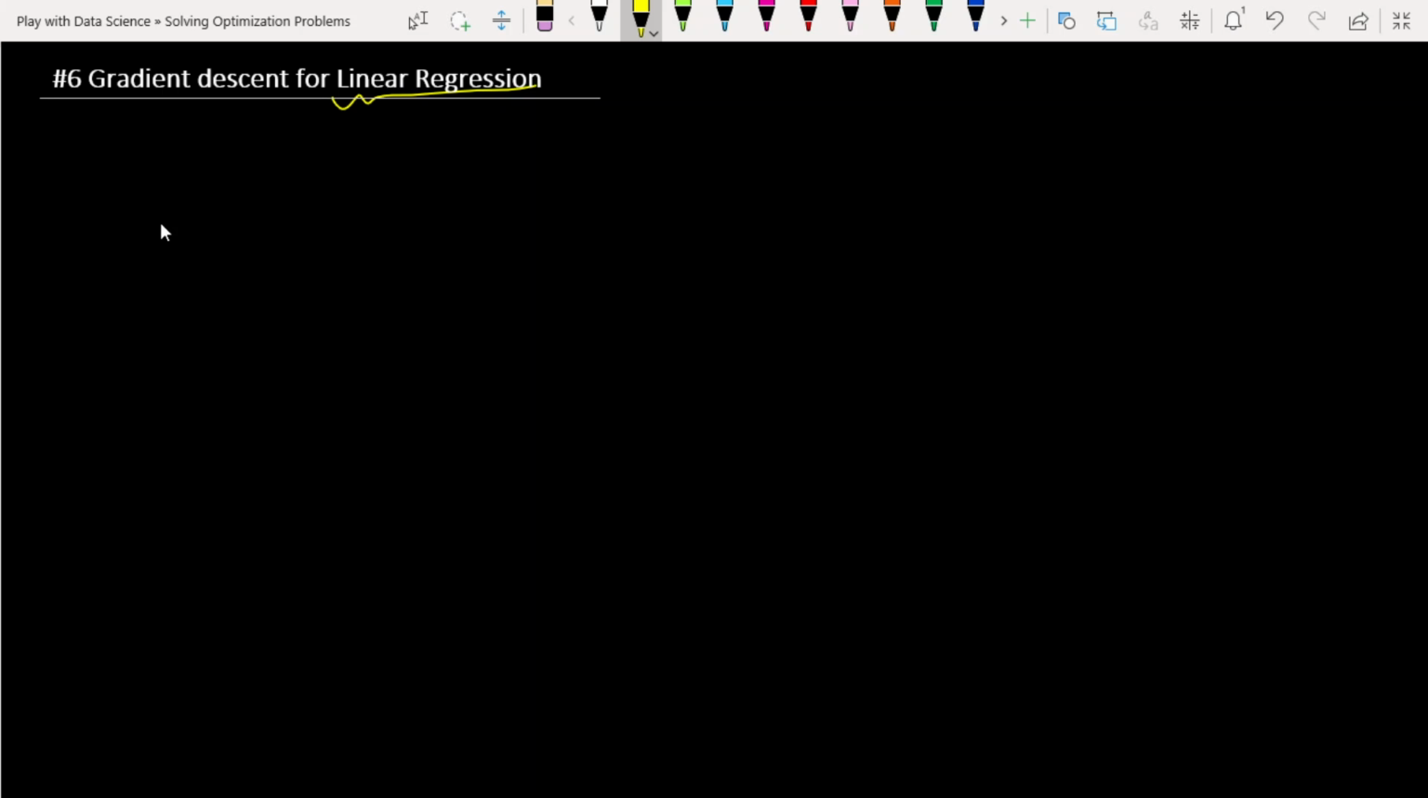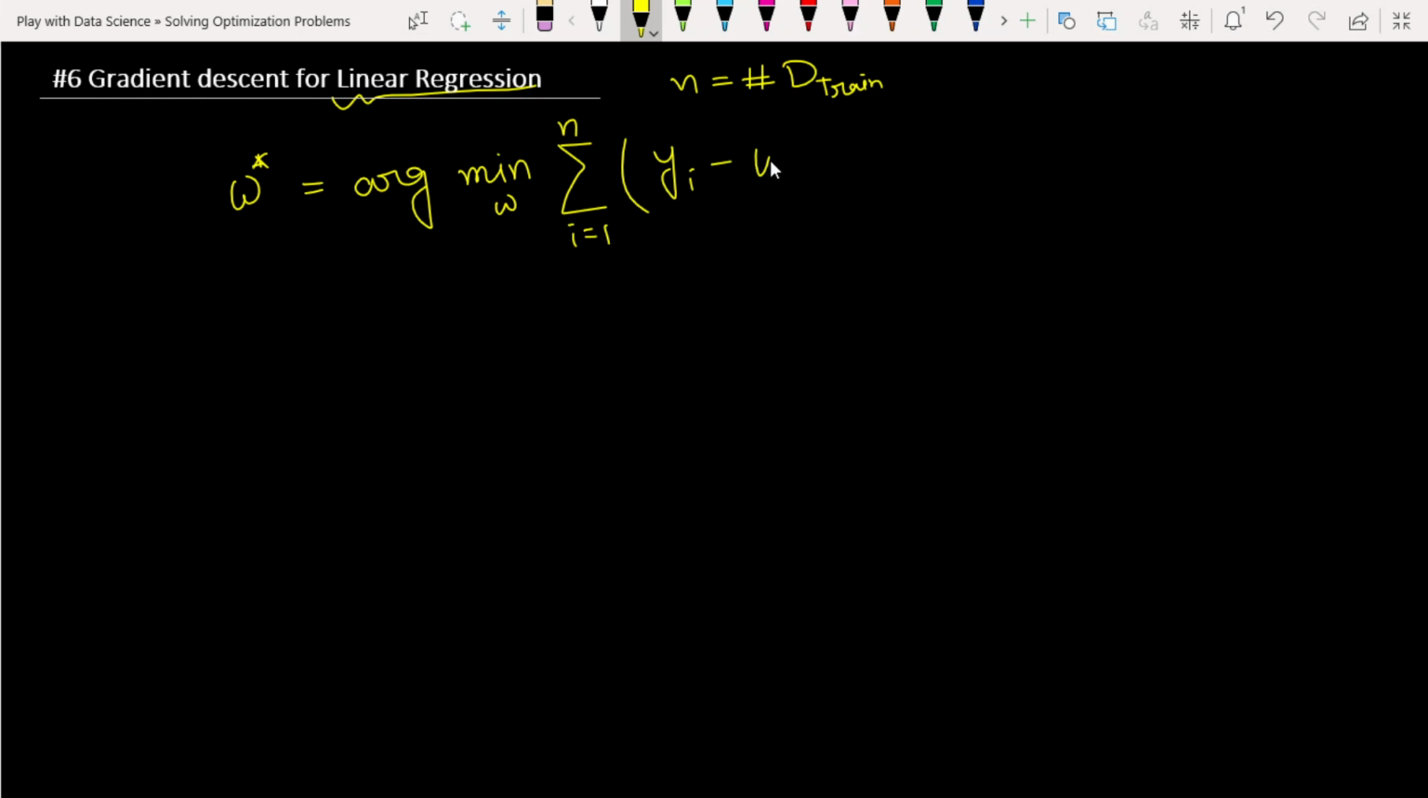So let's write down the linear regression. In linear regression, we have seen that at the end of the day, we have an optimization problem. Our optimal W is equal to the argmin over W of the summation, i equals 1 to n, where n is the number of data points in the training set, of the summation of (yi minus W transpose xi).